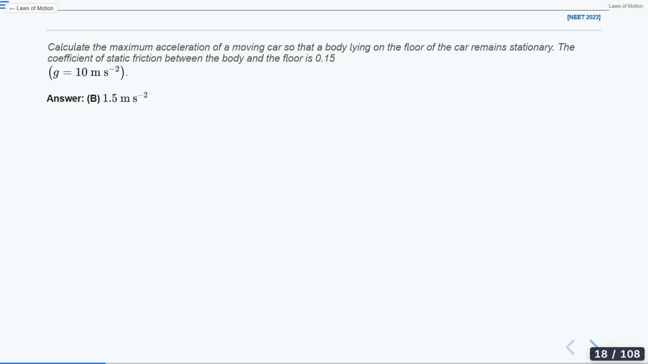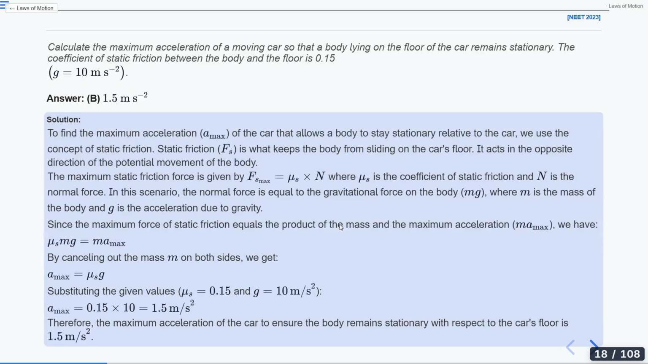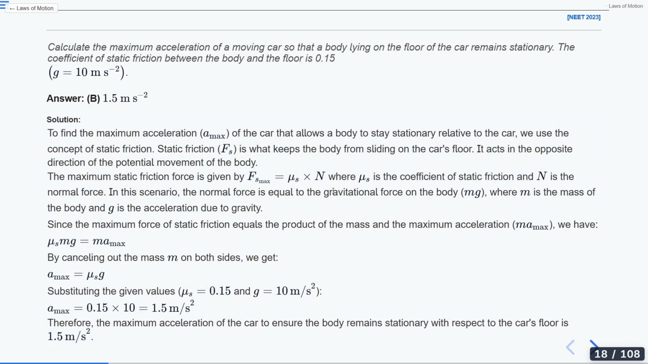Now, the answer B that all of the students are giving is the correct answer. Now let's look at the solution of this question. Look here, it was told to calculate the maximum acceleration of a moving car. So we have to find the maximum acceleration.